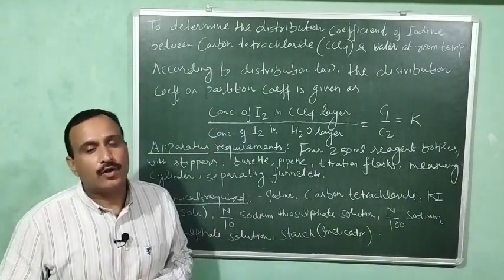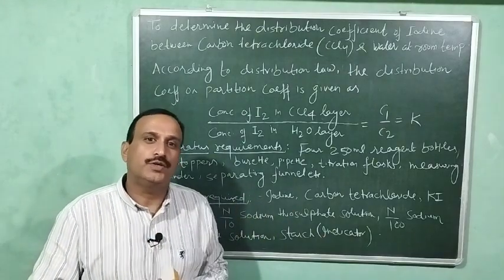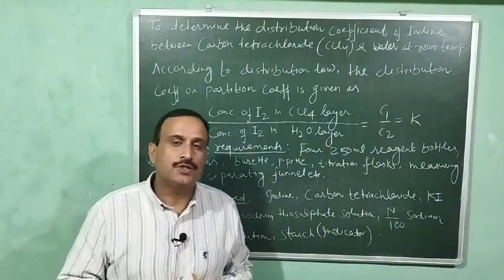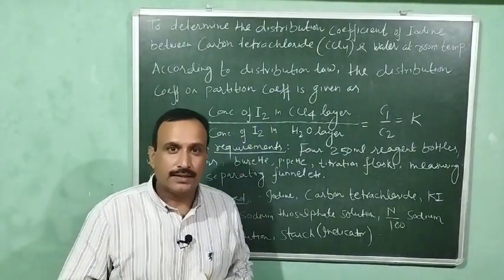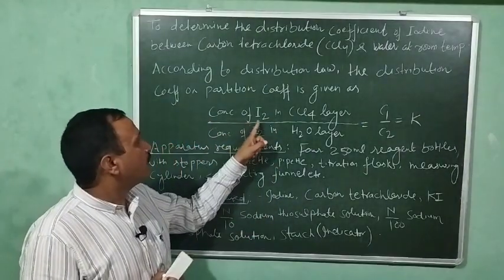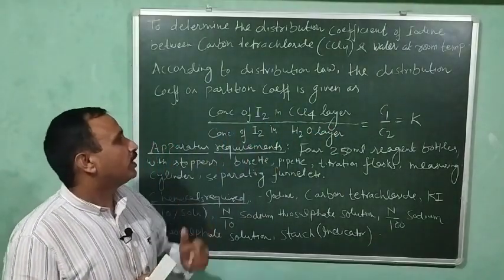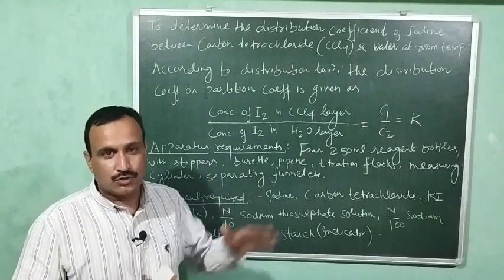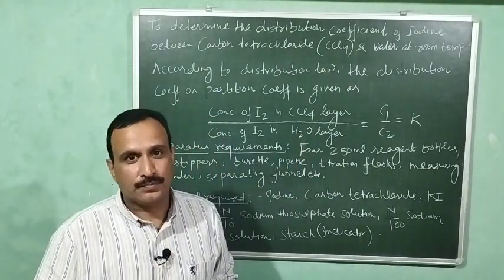So friends, iodine exists in the same molecular form in both the solvents. So the distribution coefficient of iodine will be calculated with the help of this formula, that is concentration of iodine in CCl4 layer divided by the concentration of iodine in water layer. So this is the formula for the calculation of partition coefficient of iodine.